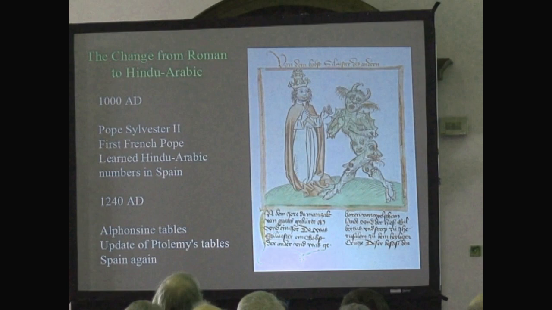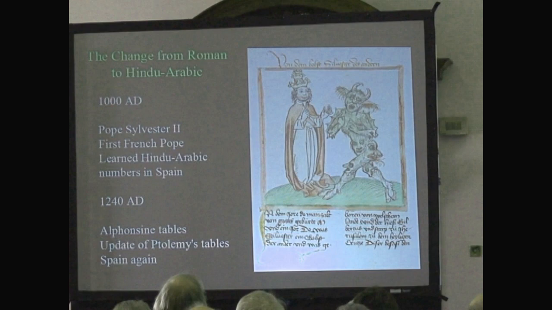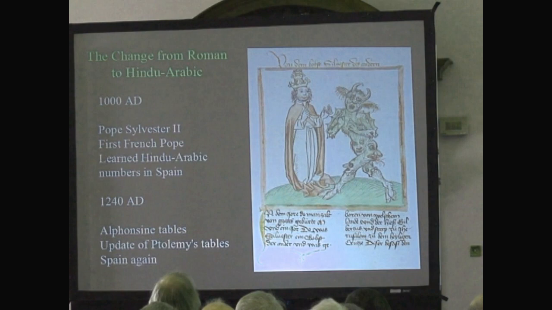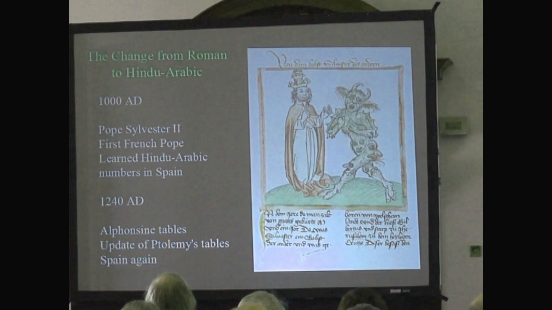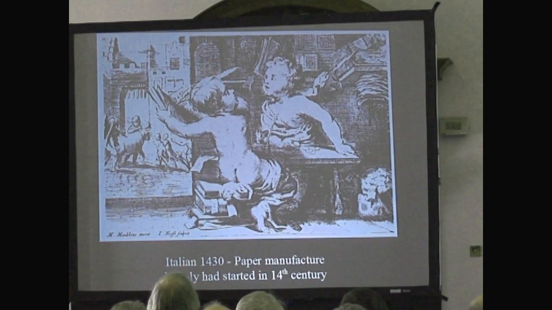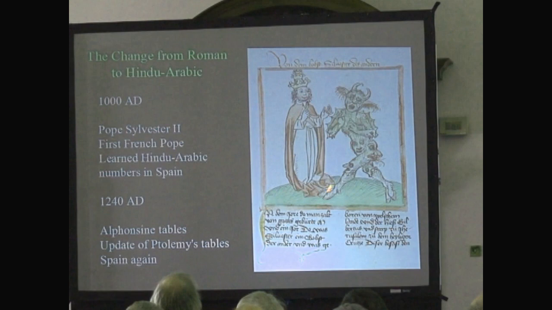Now, before we can start to do calculation on paper and any sort of sensible calculation, we need to change the numbering system. And this started round about 1000 AD, coming very, very slowly. Pope Sylvester, who unsurprisingly was in Spain and had contact with the Arabs in Spain, spoke about it. Nothing much happened, but he was vilified for it. I'm not quite sure why, but it might have been to do with this. And here's a contemporary picture of what a bad guy he was.